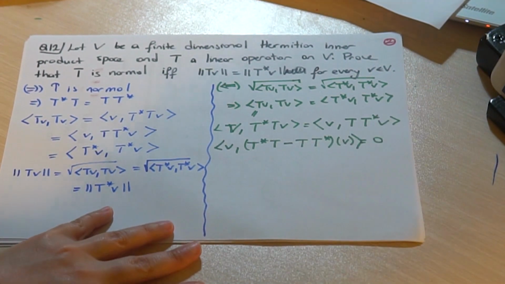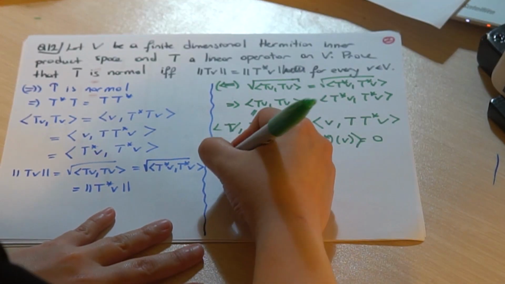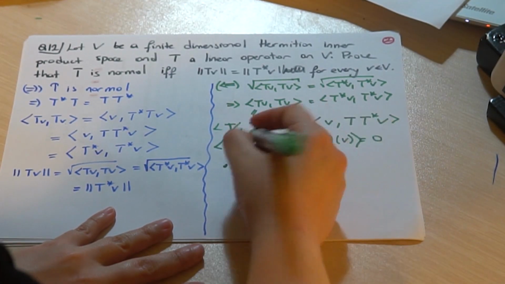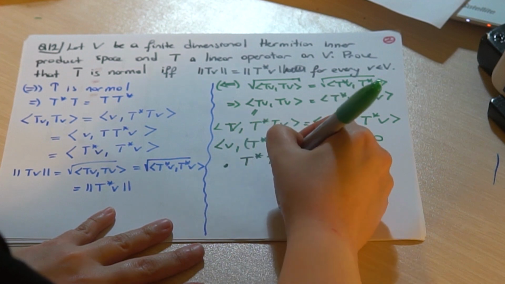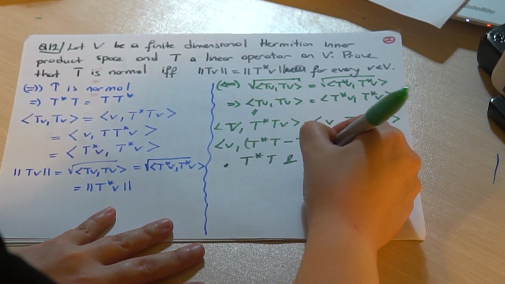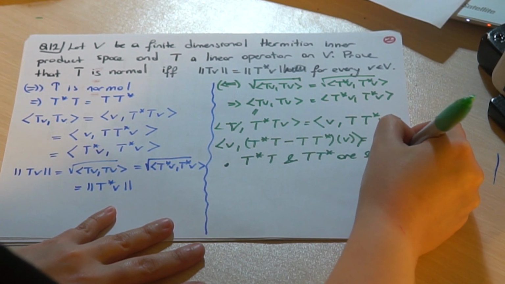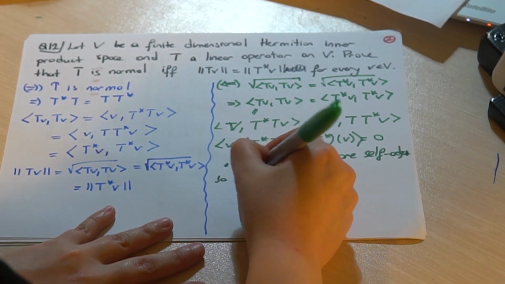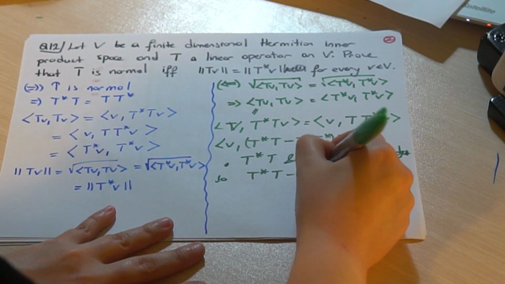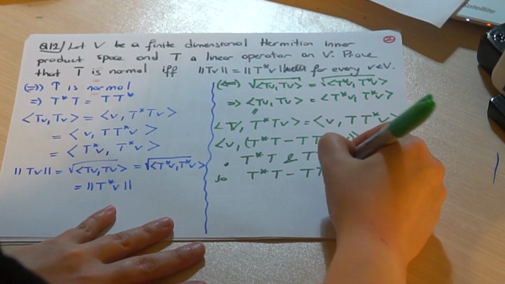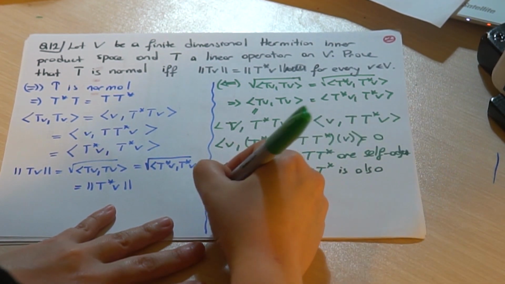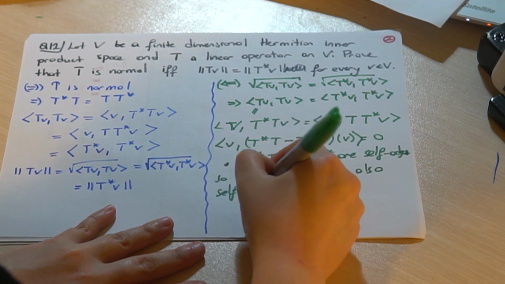Now, some facts about this one. You know that this is self-adjoint, right? T adjoint T and T T adjoint are self-adjoint. So T star T minus T T star is also a self-adjoint operator.